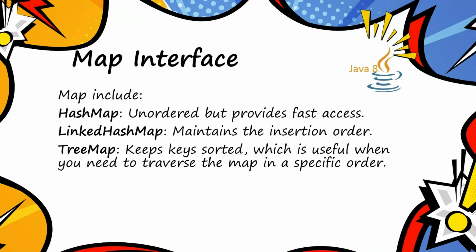HashMap is unordered but provides faster access. LinkedHashMap maintains the insertion order. TreeMap keeps keys sorted and is useful when there is a need for traversal in a specific order. Map is useful in any scenario where you will need one-to-one mapping, such as storing a dictionary of names to phone numbers or employee IDs to records.